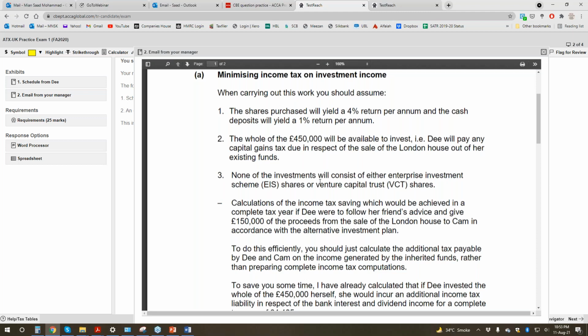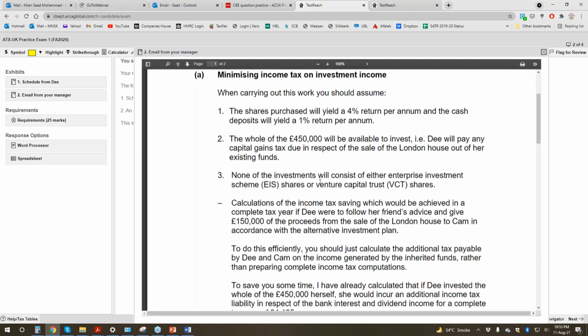Okay. Calculation of the income tax saving which would be achieved in a complete tax year if D were to follow her friend's advice of giving 150,000 of the proceeds from the sale of the London house to CAM in accordance with the alternative investment plan. So I don't know who D's friend is and what the alternative investment plan is for the 150,000. I have to check that. But I have to calculate income tax savings for that plan. That's what I know by now.